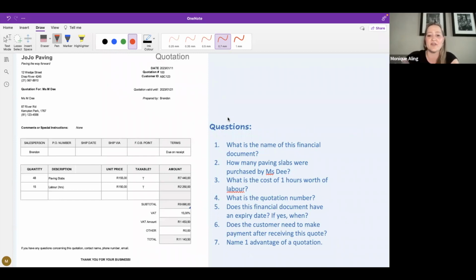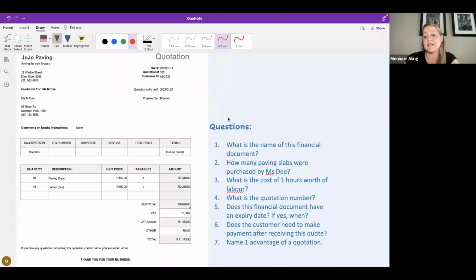Don't even worry about the questions, just read what they've given you. Because quotes can, for example, look different. So this is a quotation. It can be set up differently, but at the end of the day, they have the same information. So just check what they've given you, have a look at everything, and then start going through the questions.